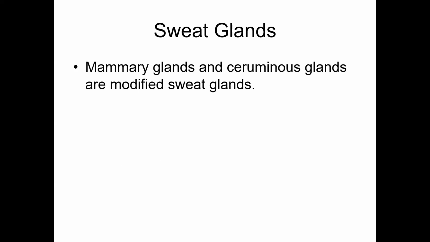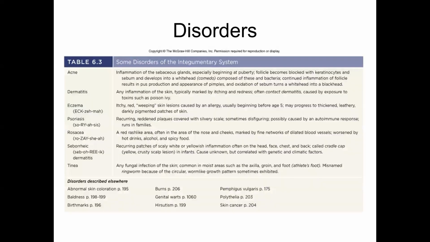Mammary glands, ceruminous glands are the earwax things. They're actually modified sweat glands, and we're not going to spend any time there. We're also not going to spend any time talking about the hair and the nails.